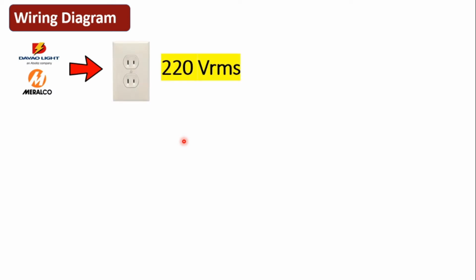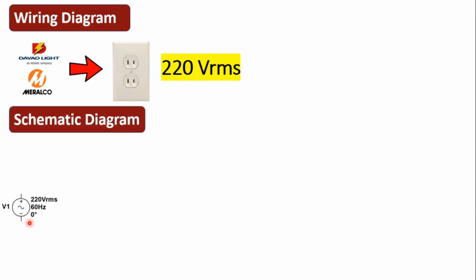To start our discussion, let us start with the wiring diagram. So for this diagram, Davao Light, Meralco, or any other electric power distribution companies deliver electricity in our respective homes, enabling these wall sockets to have 220 volts RMS, electrical power supply. RMS here stands for root mean square, and it is the voltage which can be measured using our multimeters or multitesters. Take note of this test instrument as we will introduce another test instrument later. This 220 volts RMS is represented by this symbol in the schematic diagram, as shown here, and is equivalent to the plug which connects our circuit later to an alternating current source or AC source.